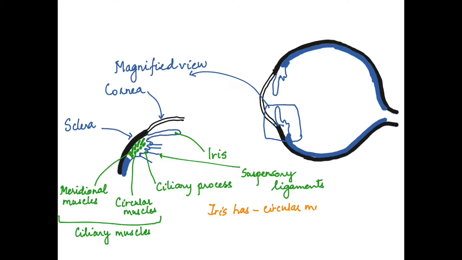The iris shows the presence of longitudinal muscles and circular muscles. The circular muscles are called the sphincter muscles, and the longitudinal muscles are called the dilator muscles. This helps in controlling the iris.